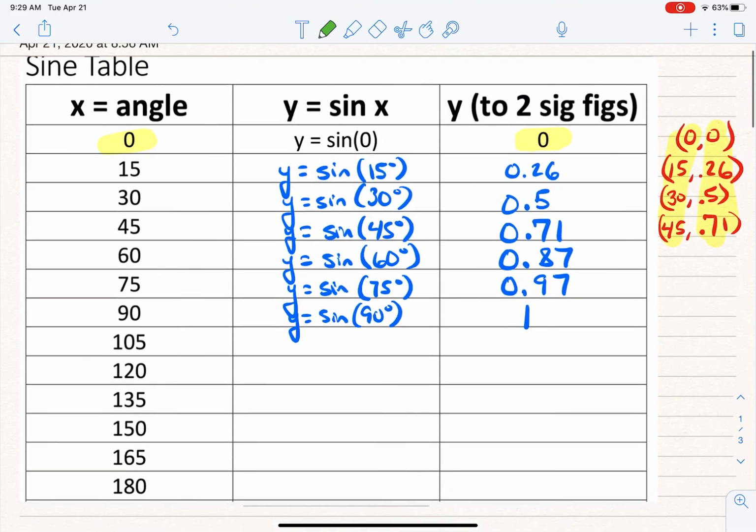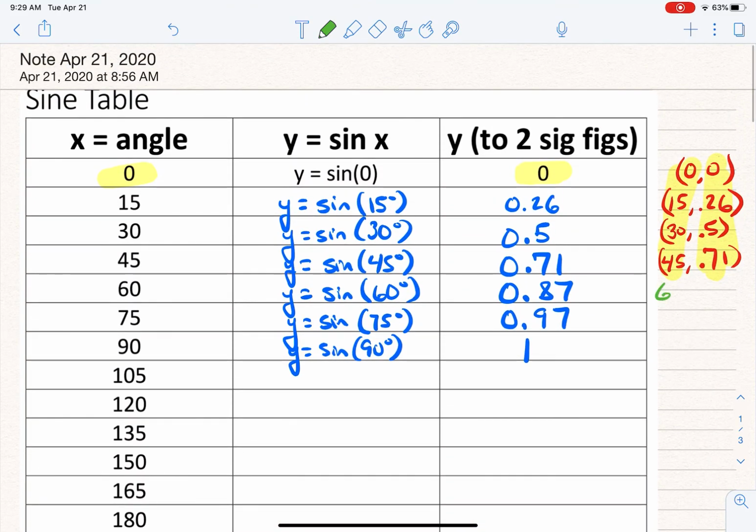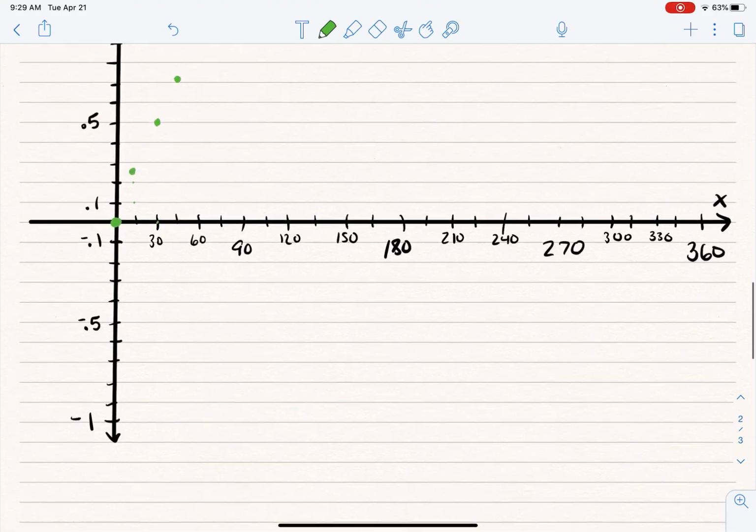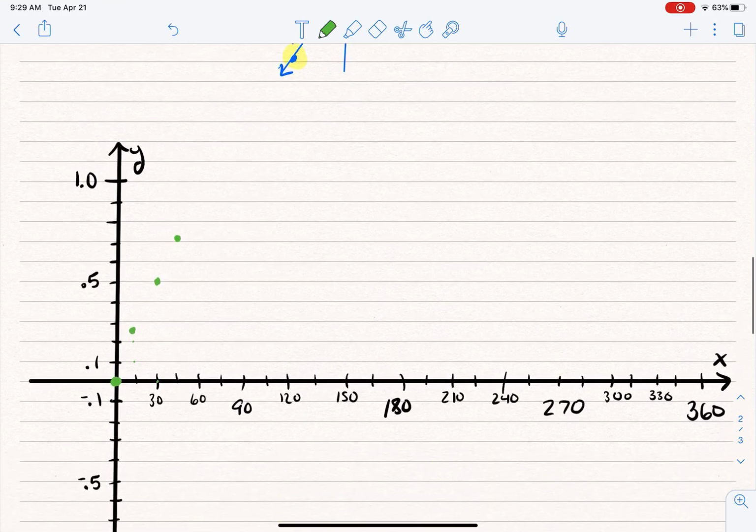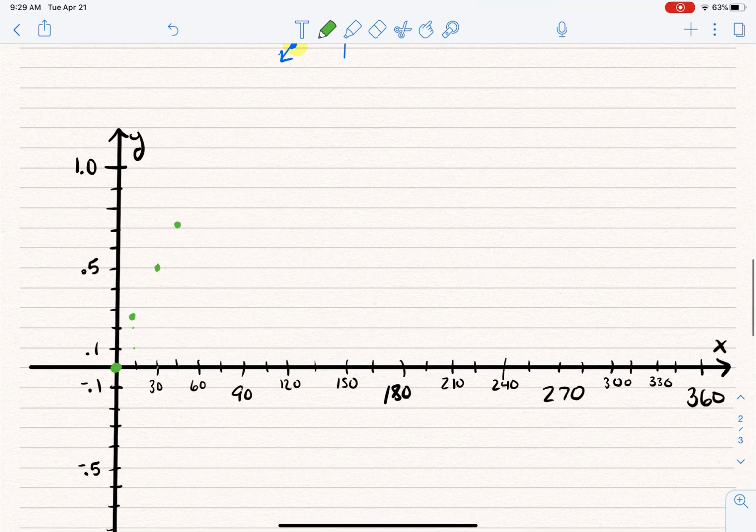Let's go back up top, because I've got my 60 degrees. 60 is at 0.87. 75 is at 0.97, and remember, 90 is at 1. So let's go down here. 60 is at 0.87. So here's 60, and we're going to go up.